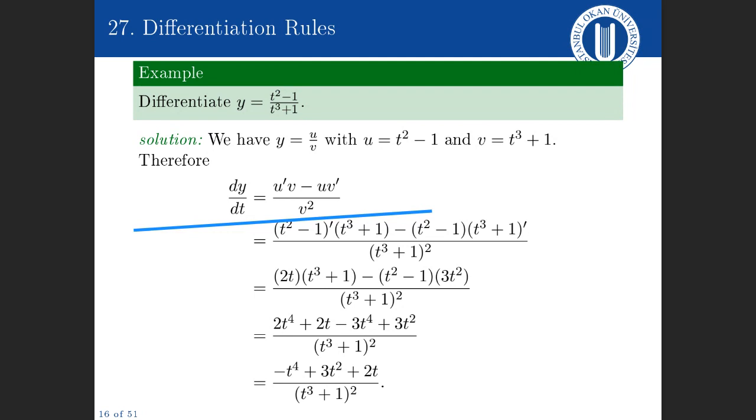Our derivative, dy dt, is u prime v minus uv prime divided by v squared. So first we differentiate u, the derivative of t squared minus 1, and we leave v as it is, and then minus, leave u as it is, and then we differentiate v, the derivative of t cubed plus 1. And then everything is divided by v squared. Everything is divided by t cubed plus 1 squared.